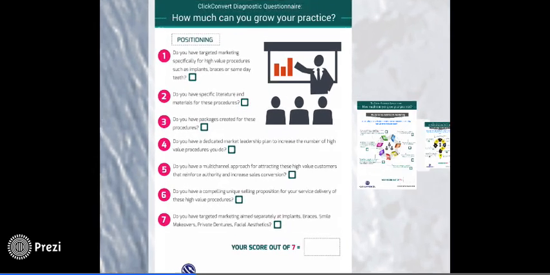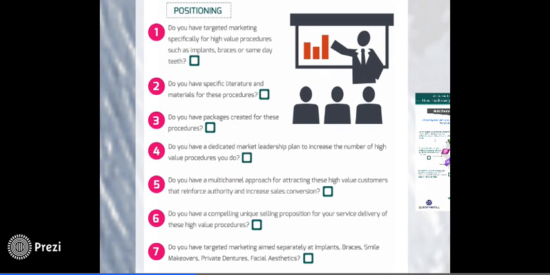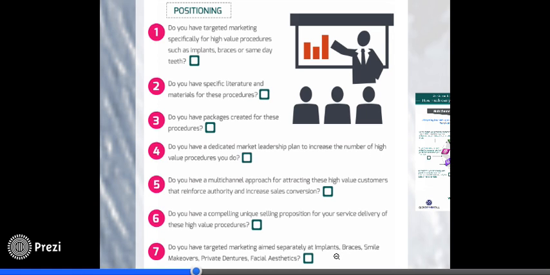So, the first thing you want to look at is your positioning. Do you have specific targeted marketing for high-value procedures? If you don't currently have a sub-position in your practice where you're trying to attract these high-value customers, you're really missing out. In order to do that, you've got to have specific literature for these people, specific packages which are high value and unique to you, and a dedicated plan to communicate the expertise that you offer to your market. So you need to go through all these different elements, and you need to do these simultaneously if you wanted to have like a braces part, an implant part, and a smile makeover part, for example, in your practice.